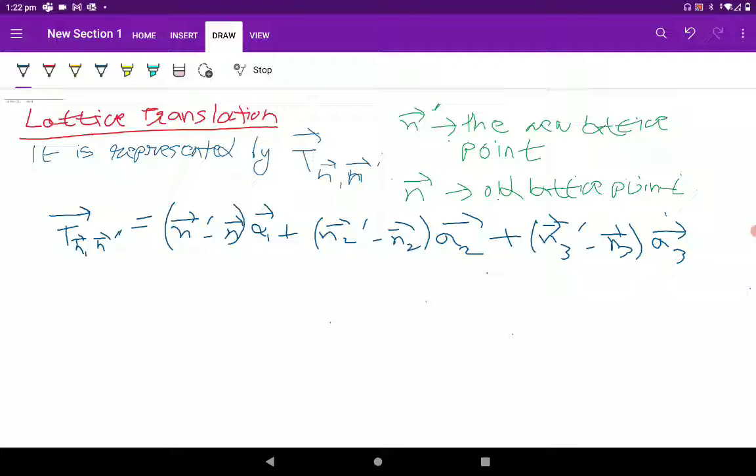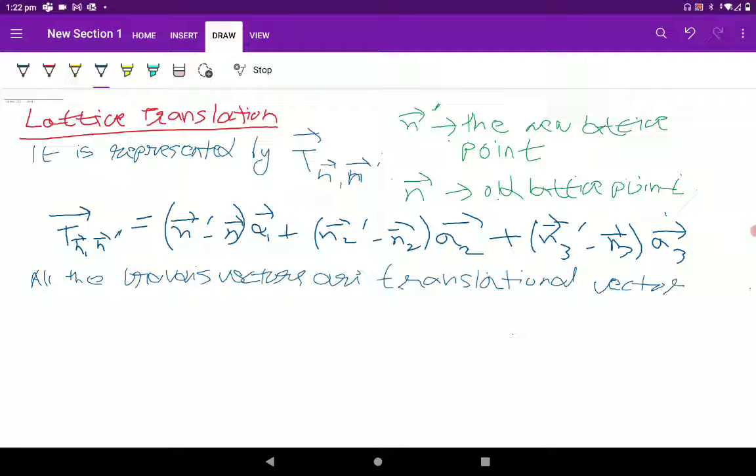So we can say that all the Bravais vectors are translation vectors. Let me write it to be more clear for you. All the Bravais vectors are translational vectors. All the Bravais lattice points are equivalent, which means we observe the same environment at each lattice point. Nearest neighbors are at the same distance.